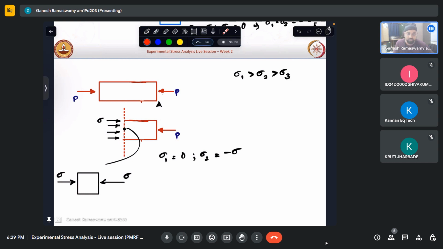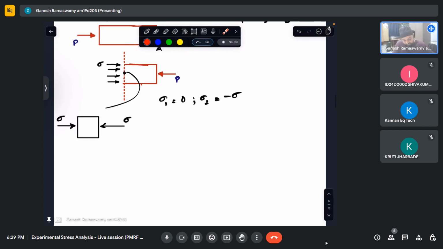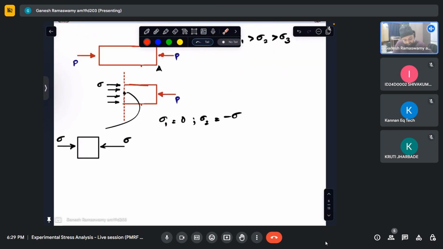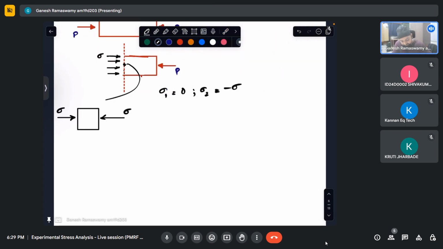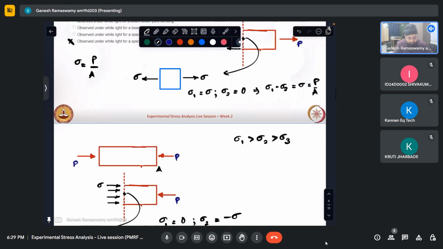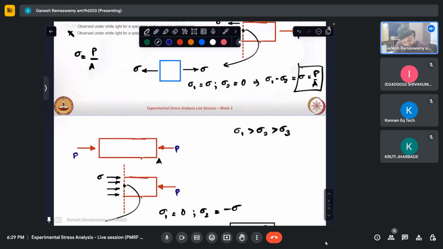When we talk about just two dimensions, we may as well concentrate on the first two, but it is always arranged in the algebraic order. So in such a case, sigma 1 is 0, sigma 2 is minus sigma. Therefore, sigma 1 minus sigma 2 is again coming out to be sigma, which is P by A, again a constant. So what do I infer from this?